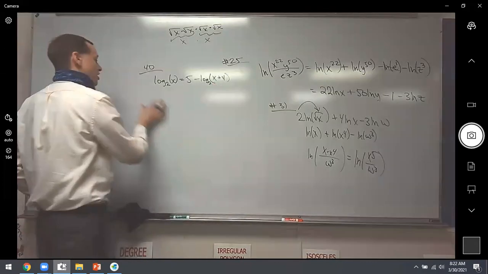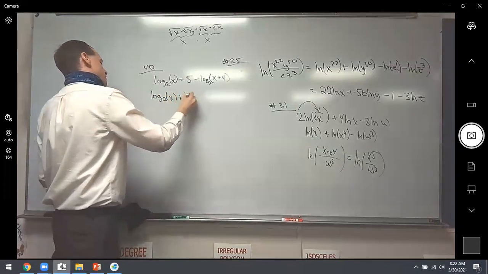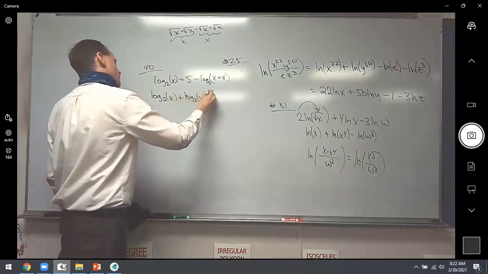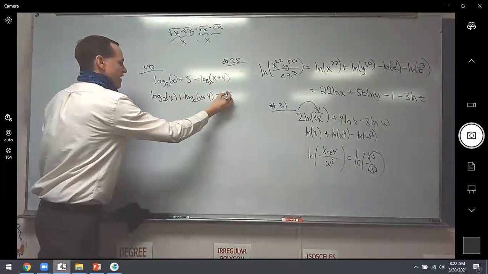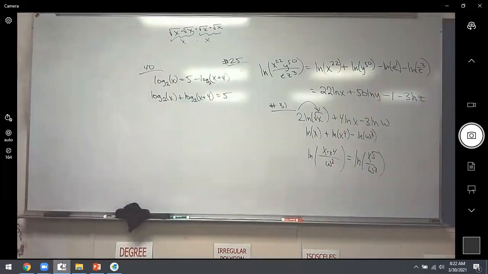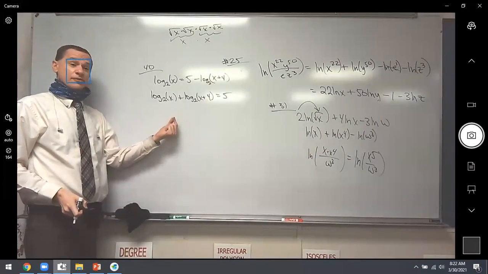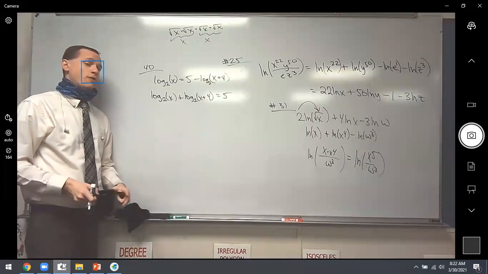So take this minus log and move it over, which makes it a plus log on this side. Ooh. This is my favorite kind of problem right here, so definitely study it because I guarantee it'll be on your test. Now, why did I move these to the same side? Because I can put these together now. Remember, I'm undoing my product property.